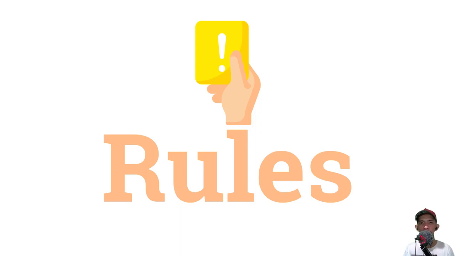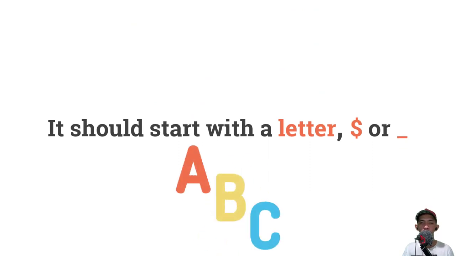So, kapag naman nag-run na siya and then nag-crash for example yung program mo, ang tawag natin dun is runtime error. Kasi nag-run na yung program and unfortunately merong nangyaring hindi maganda doon sa program mo kaya nag-crash. So, ang tawag natin dun is runtime error. So, ito yung mga rules. Number 1, it should start with a letter, $ sign, or underscore.